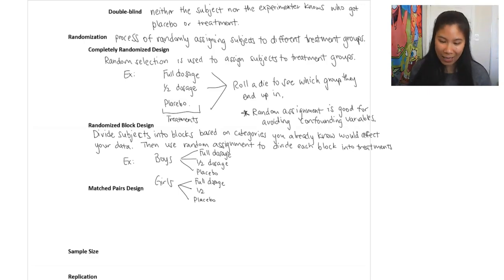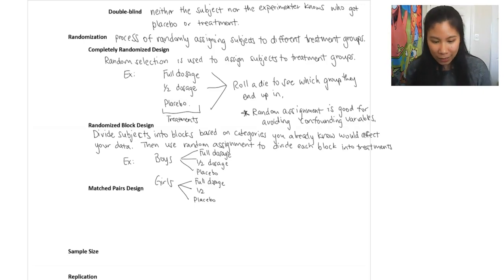Then I get to, out of just the boys, figure out which drug did better, out of the girls, which drug did better, and so on. So that's randomized block design. Again, it's something you already know is going to affect your data, so that's what you have to separate out first.